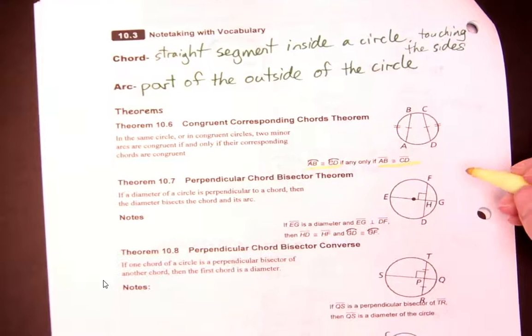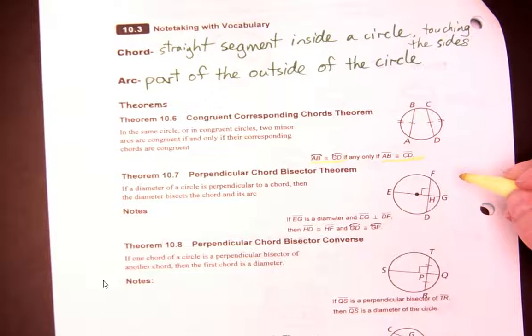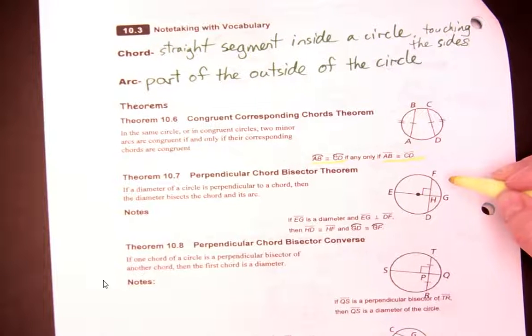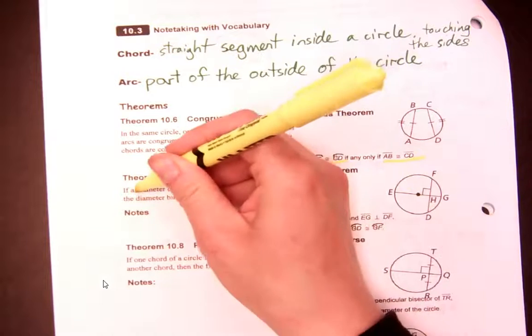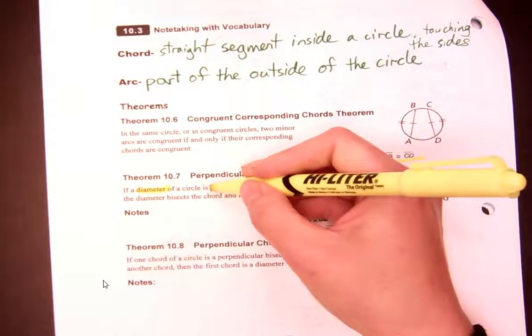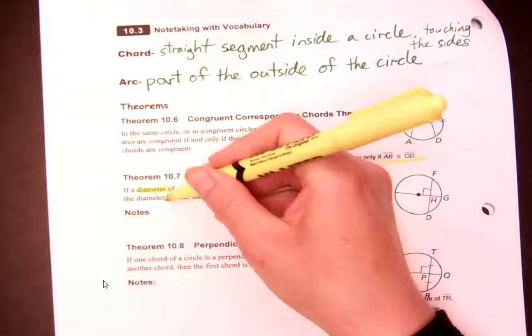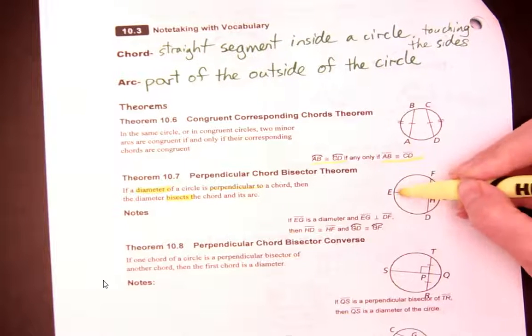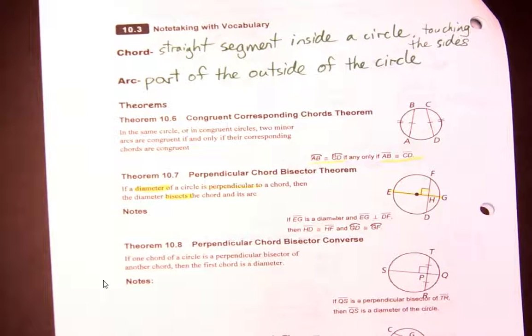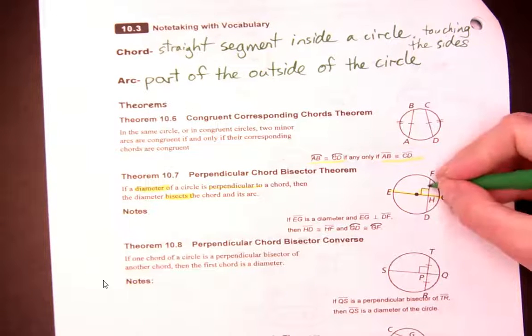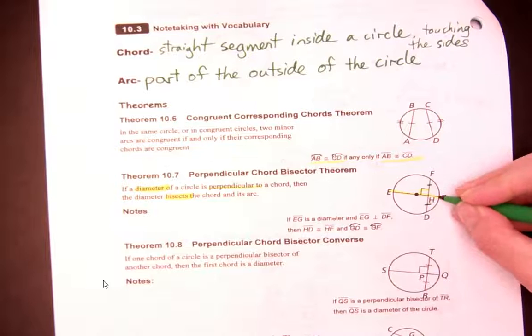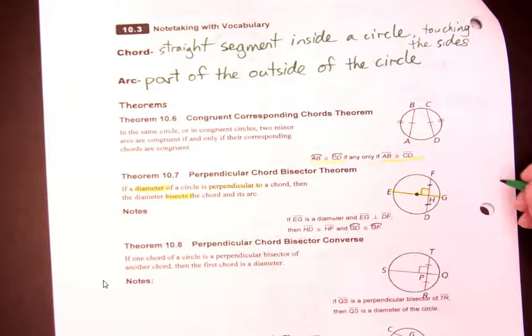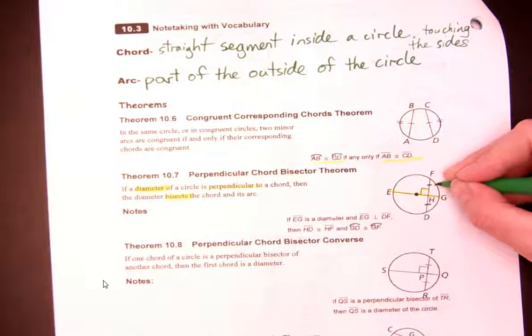And the perpendicular chord bisector theorem says if the diameter, so this is dealing with a diameter, is perpendicular to a chord, then it bisects it. So if we know one line's the diameter, and we know it's perpendicular, then I can set these two sides the same. And that would also mean that the arcs would be the same because the arcs follow the chord.